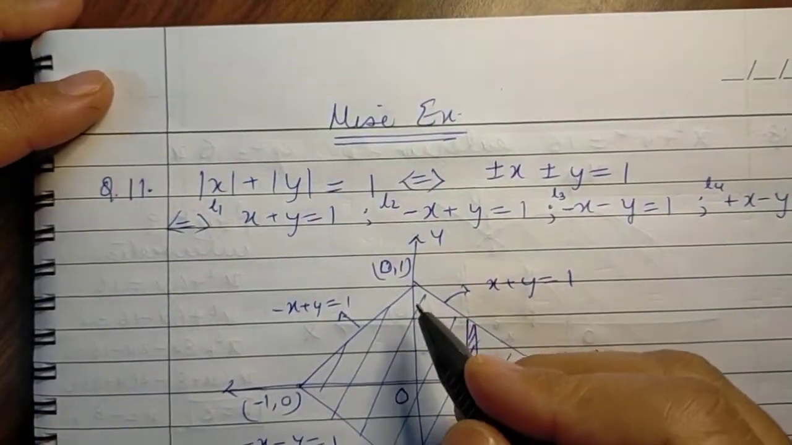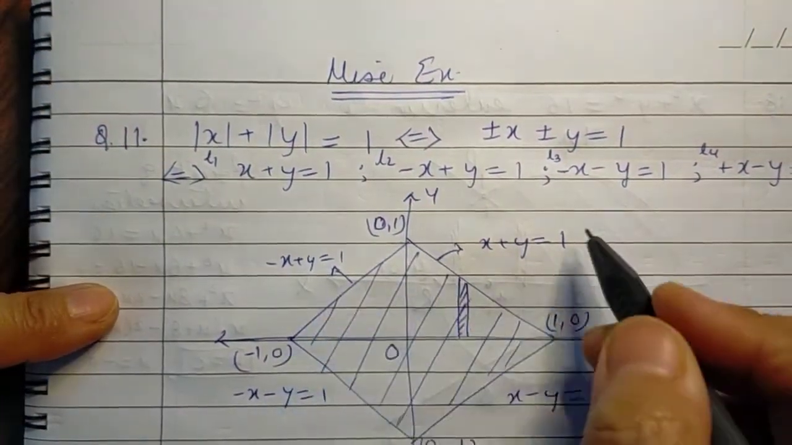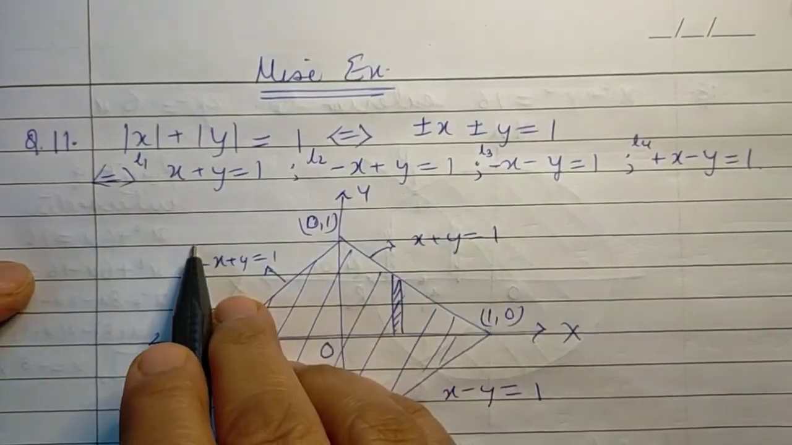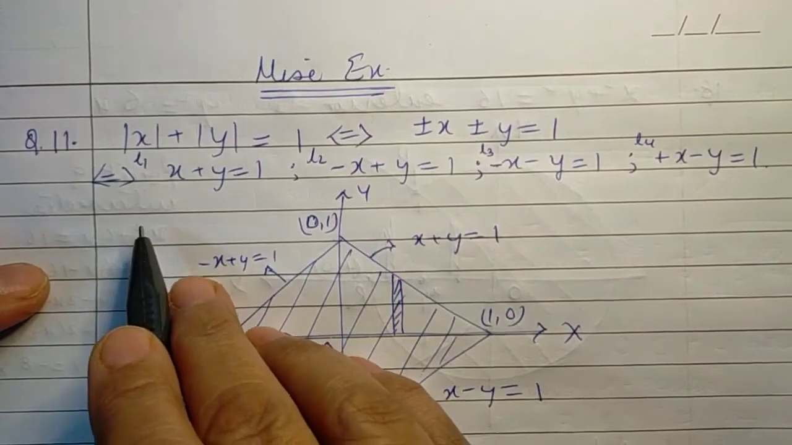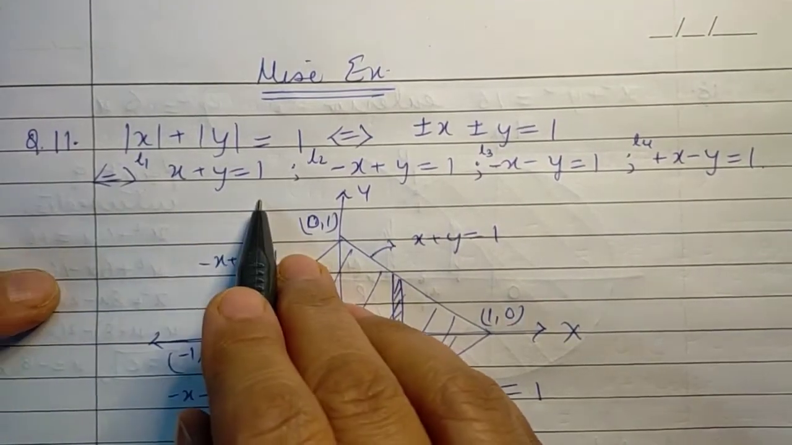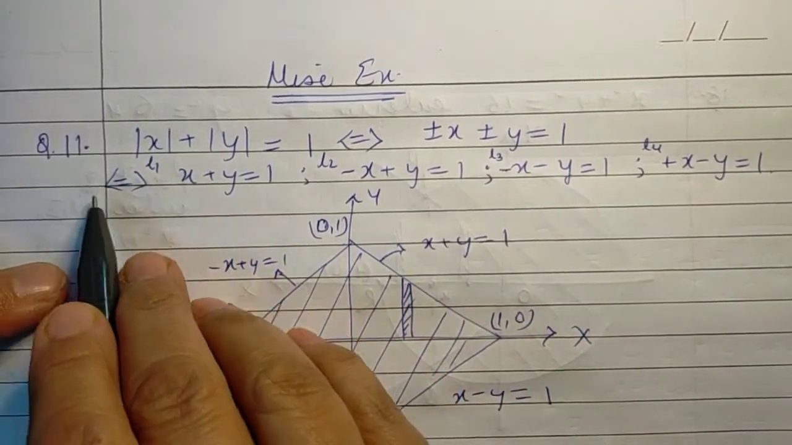Now let's take up some typical and important questions of the miscellaneous exercise. The rest of the questions are similar to what we have already done in the previous exercises or in the solved examples. So let's start with question number 11.